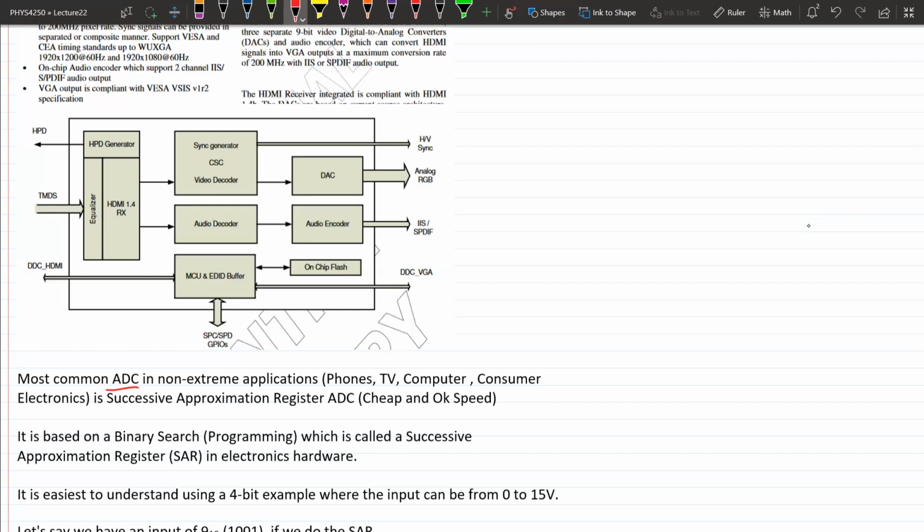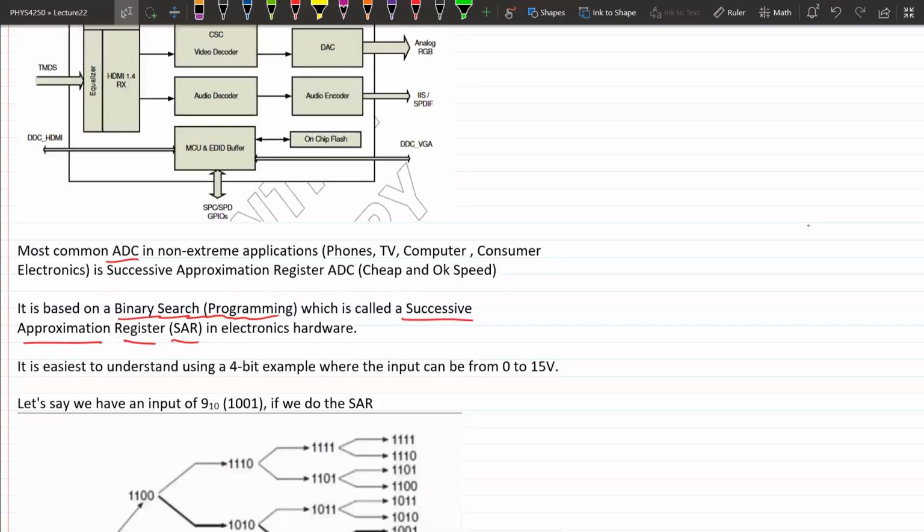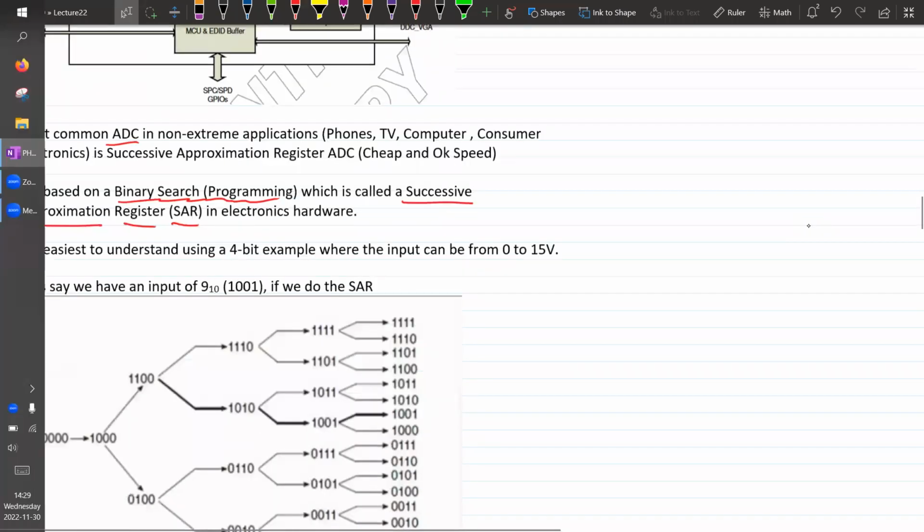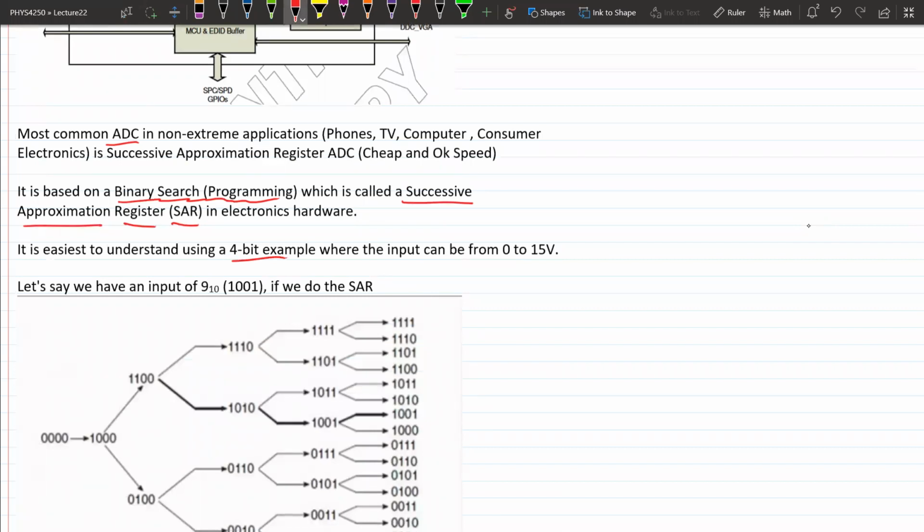That's the point. The algorithm is actually based on a binary search algorithm. Those of you with programming experience might have heard about this already. If you don't, we'll just describe it. The method being used is called Successive Approximation Register, SAR. So if you see an SAR in some device, that's the type of analog to digital conversion they're doing. Let's do a 4-bit example, where the analog input can be somewhere between 0 and 15 volts.